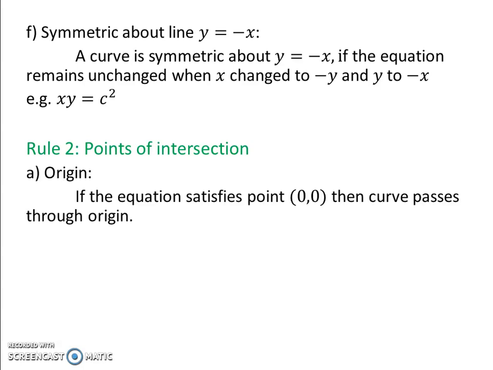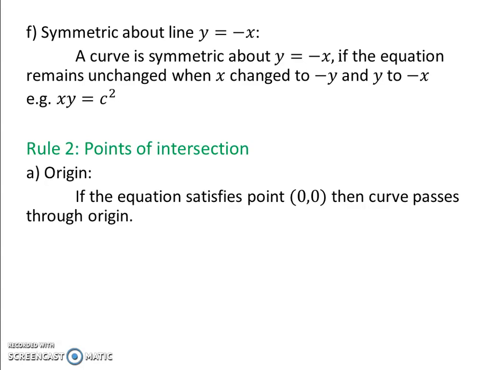The first aspect is origin. First, we will check whether the curve passes through origin. If the curve satisfies 0, 0, then curve passes through origin. It is easy to understand.